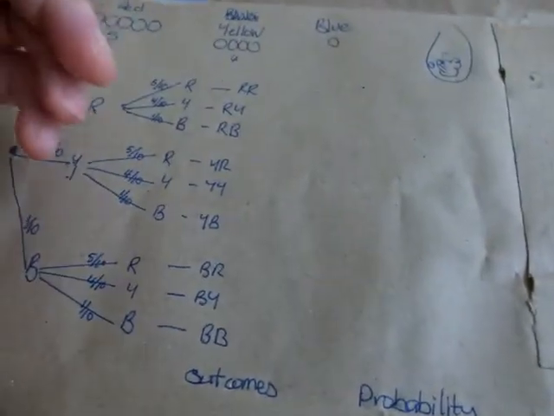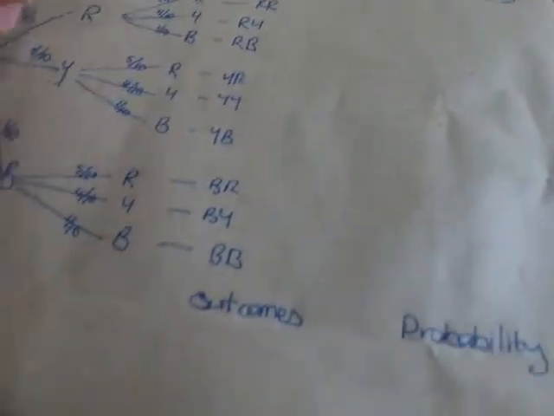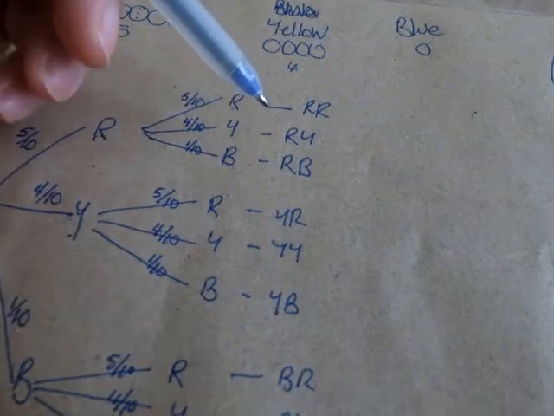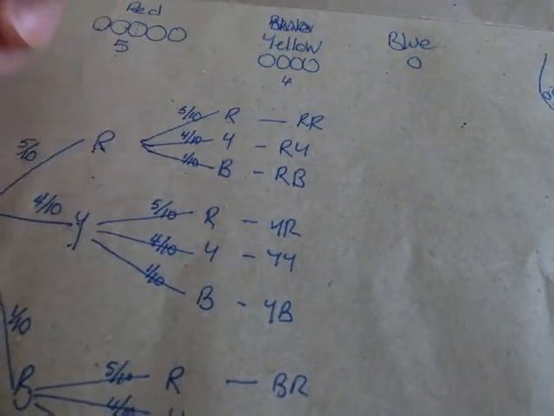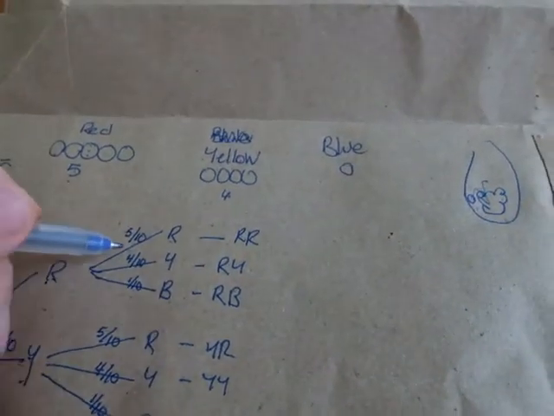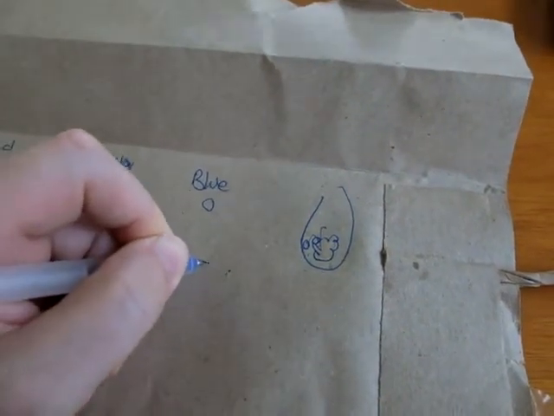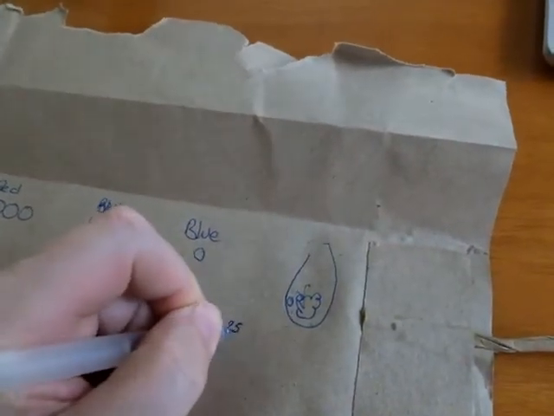Now, to measure the probability of each of these outcomes, we need to use those particular fractions. For example, if I want to know the probability of it being a red and a red, the probability of being red here is 5 in 10. The probability of it being red again is 5 in 10. So the probability is 5 in 10 multiplied by 5 in 10, which equals 25 in a 100 chance.